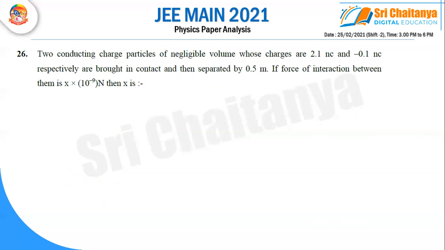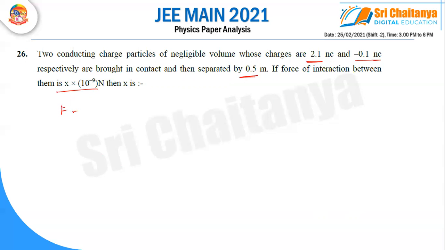Okay. Two conducting charged particles of negligible volume whose charges are 2.1 nanocoulomb and minus 0.1 nanocoulomb respectively are brought in contact and then separated by 0.5 meters. If the force of interaction between them is x into 10 to the power of minus 9 Newton, what is the value of x?